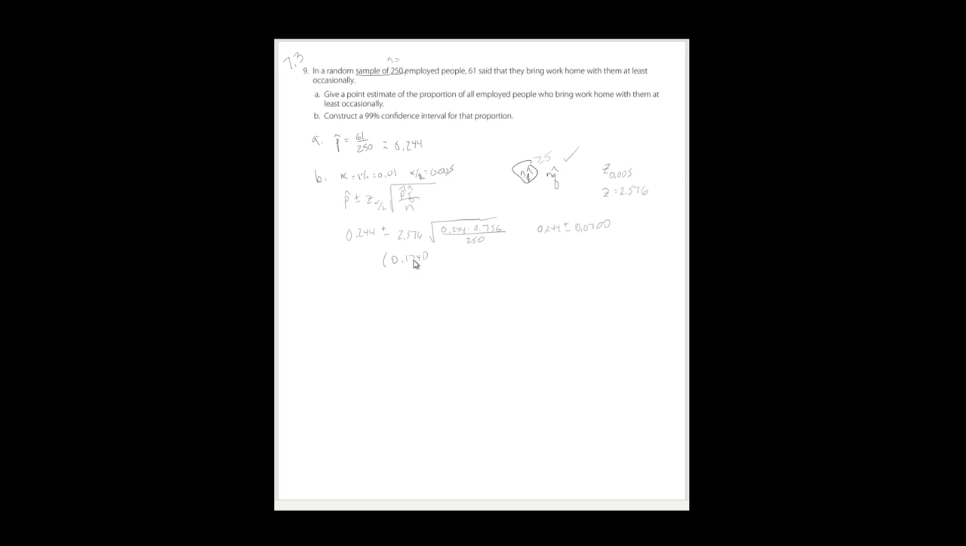So the interval then will be 0.1740 and 0.3140. So our interval says we're 99% confident that our actual population proportion is between 17 and 31%, about 0.4 on both of those. Okay.